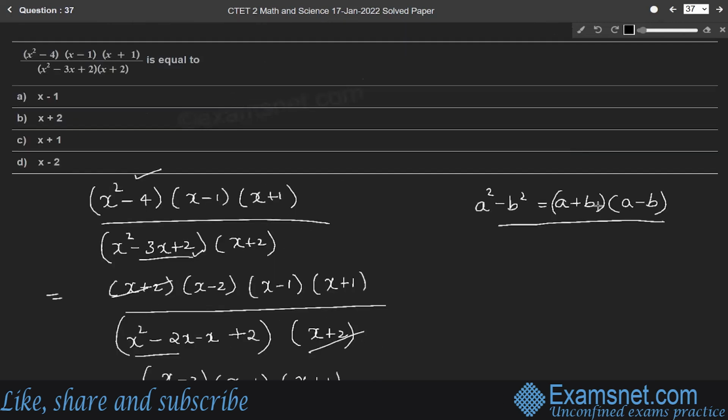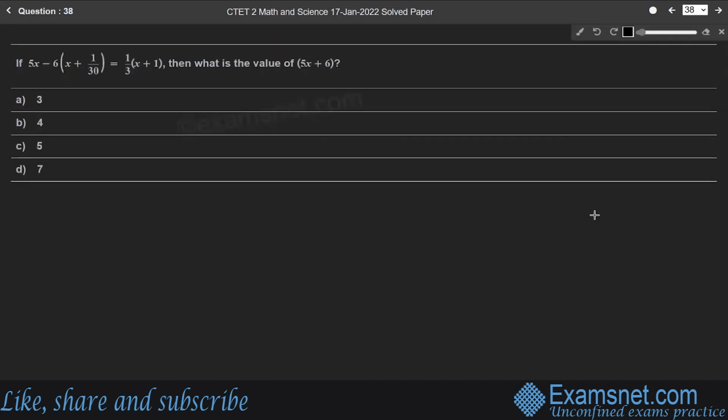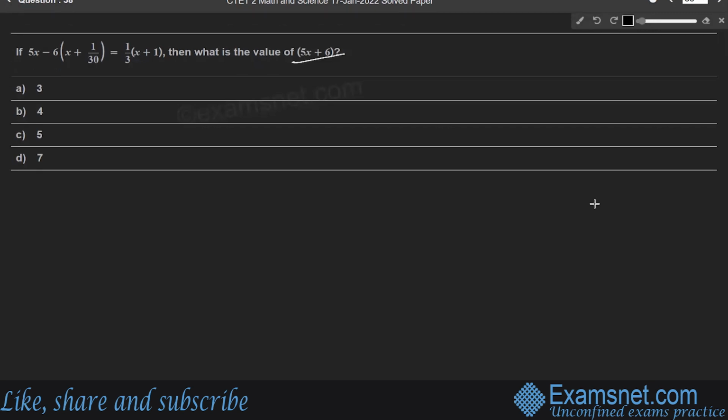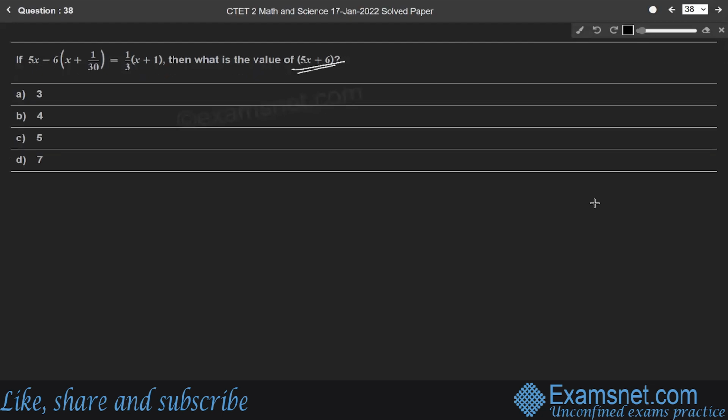Therefore, option C is the right answer. Question 38. If (5x minus 6) into (x plus 1) by 30 is equal to 1 by 3 into (x plus 1), then what is the value of 5x plus 6? So the given expression is (5x minus 6) into (x plus 1) by 30 is equal to 1 by 3 into (x plus 1).